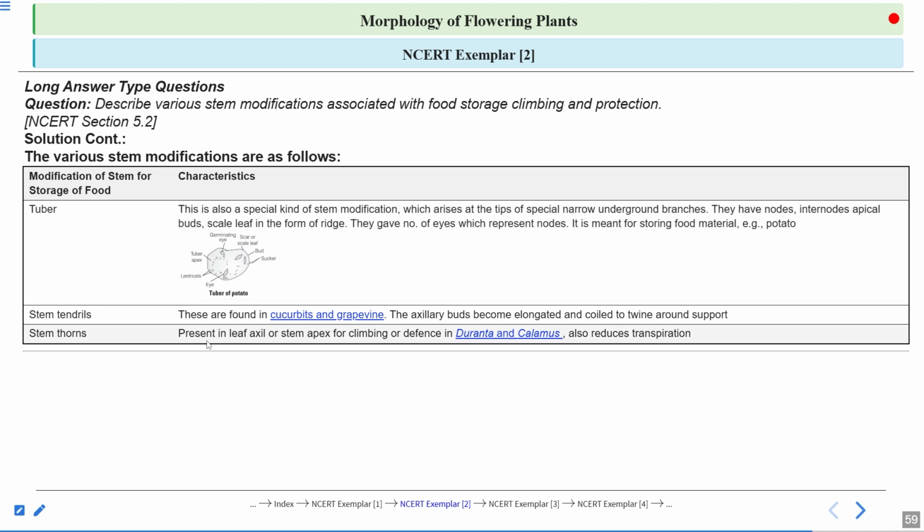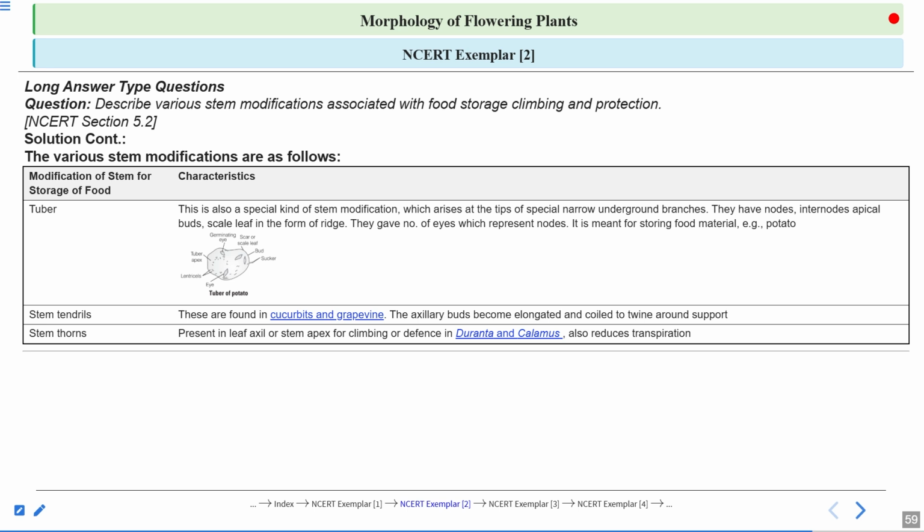Stem tendrils. These are found in the cucurbits and grapevine, right? The axillary buds become elongated and coil to twine around the support. So these plants are weak and they need support so that they can stand erect and get the maximum sunlight for the process of photosynthesis. So here they form the spring-like structure that is called stem tendrils. Here the stem is modified into the form of tendrils. The examples are cucurbits and grapevine.